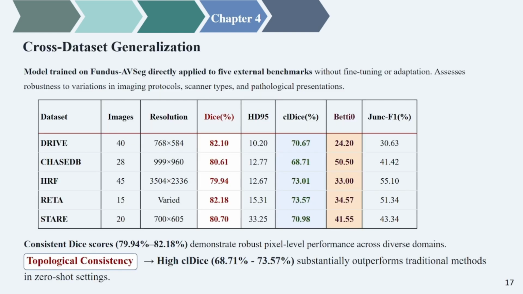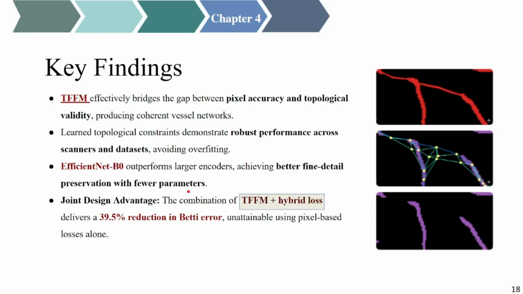We also wanted to check: did we just overfit the specific dataset? We ran zero-shot inference on 5 other benchmarks: DRIVE, CHASE_DB1, HRF, RETA, and STARE. Without fine-tuning, the model held up very well. The clDice score stayed consistently high across all the datasets. These are the key findings from the TFFM block, and we can see it shows a 39.5% reduction in Betti error with our TFFM plus hybrid loss and the EfficientNet-B0 encoder, compared with the baseline.